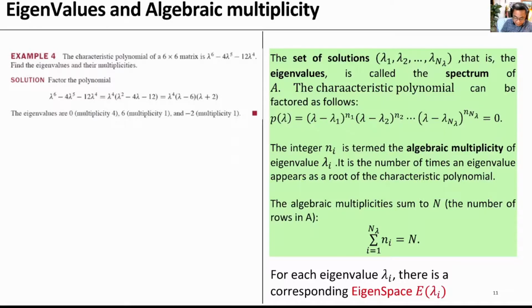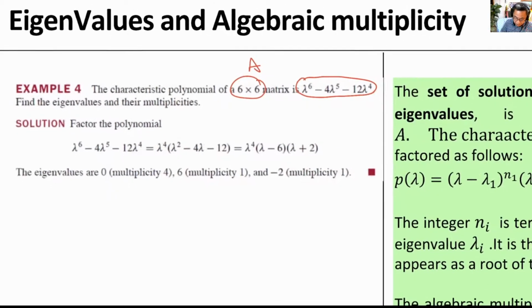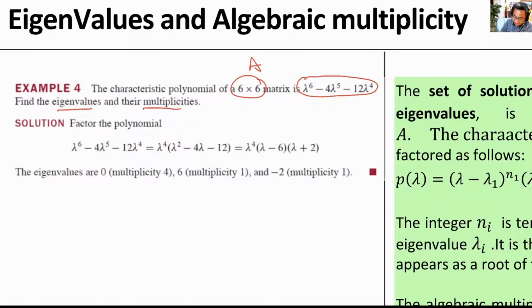Now, let's continue with another example. In this example, the matrix A is a 6 by 6 matrix, and the characteristic polynomial is given to us, and it asks us to find the eigenvalues and their multiplicity. Something interesting: if we have an n by n matrix, the highest power is n. And in a polynomial of degree n, there will be n roots. The n roots can be real or complex values, but there will be n roots. That is the fundamental theorem of algebra.